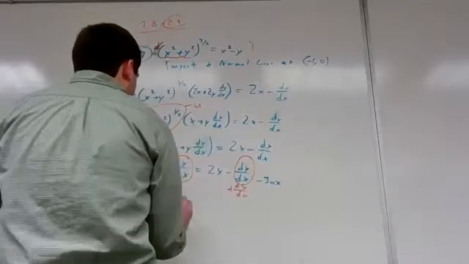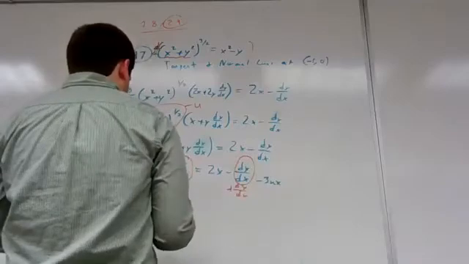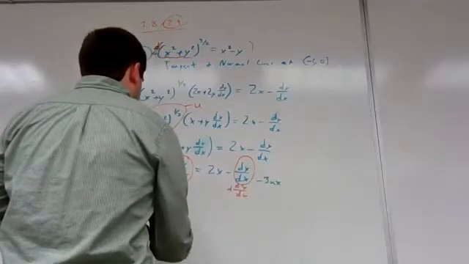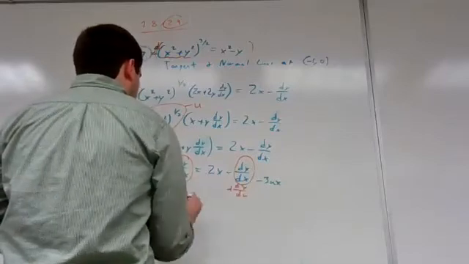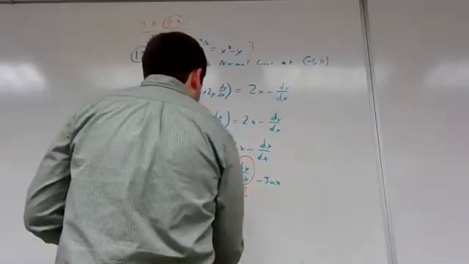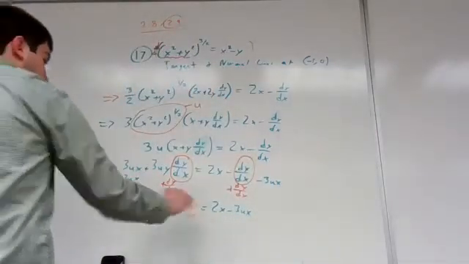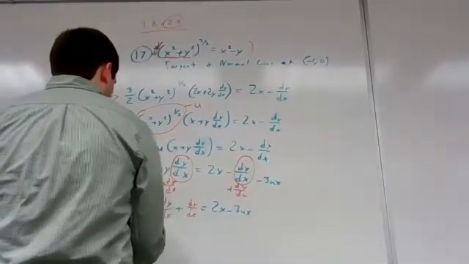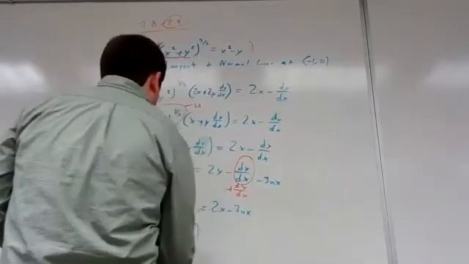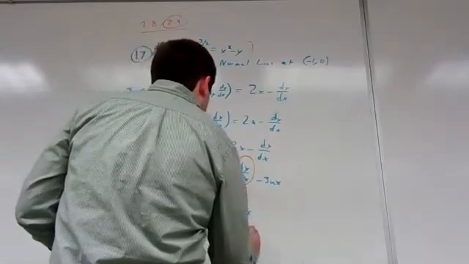3uy, my colors all here, dy over dx plus dy over dx, right? Because I just added it over. And this is going to be equal to 2x minus 3ux. Okay. Final step. These both have a dy over dx in common. And so we can factor it out. So we get 3uy plus 1 equals 2x minus 3ux.